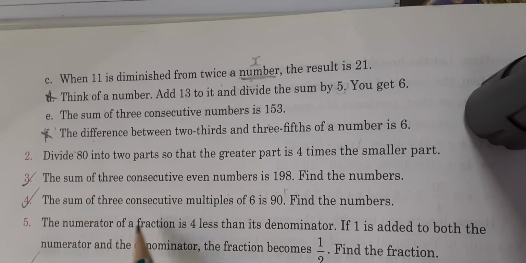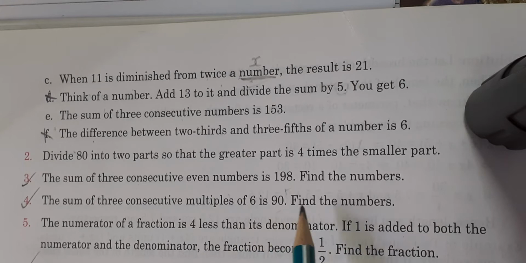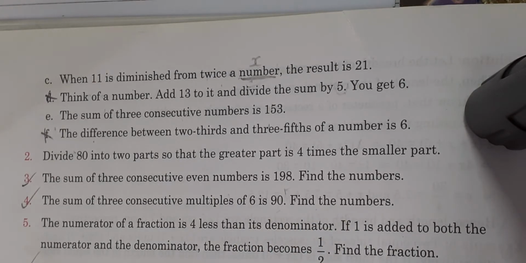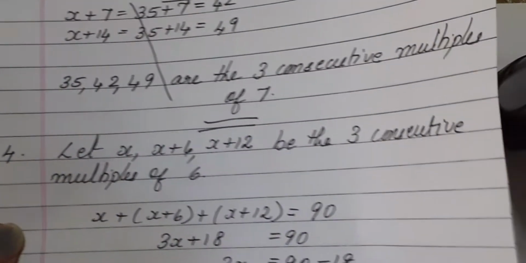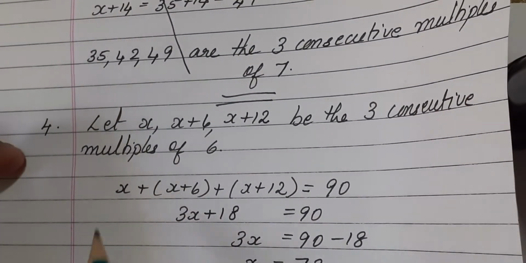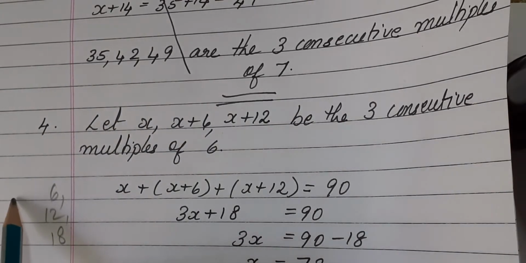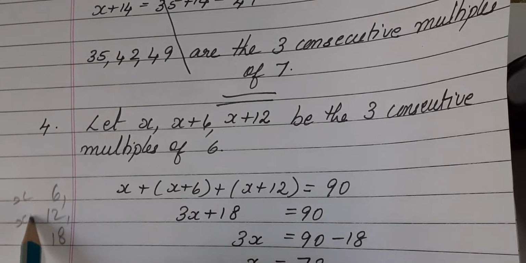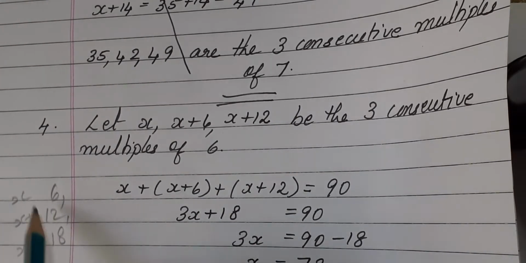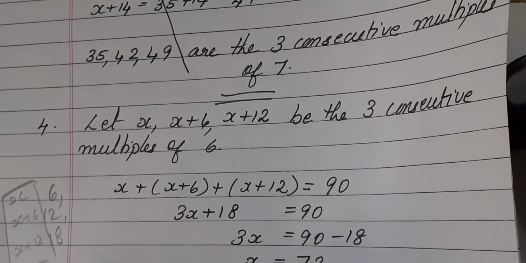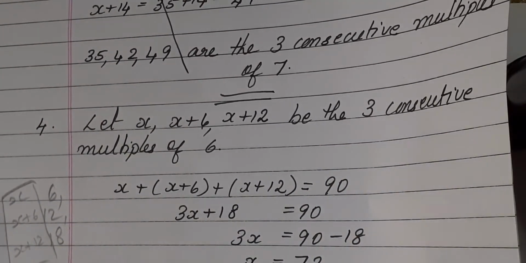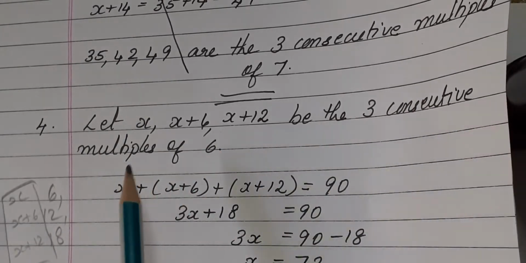The sum of three consecutive multiples of 6 is 90. Find the numbers. Similarly, one question we did, isn't it? So first we have to choose the consecutive multiples of 6. Multiples of 6, what is the specialty? 6, then 12, then 18, like that it is coming. So if you are choosing 6 as x, this will be x plus 6 and this will be x plus 12, isn't it? So we can choose x, x plus 6 and x plus 12 as consecutive multiples of 6.